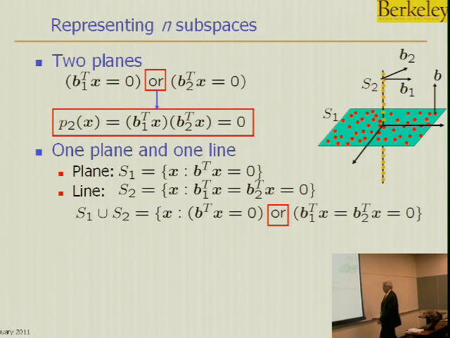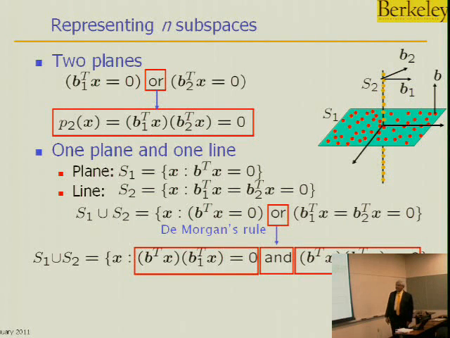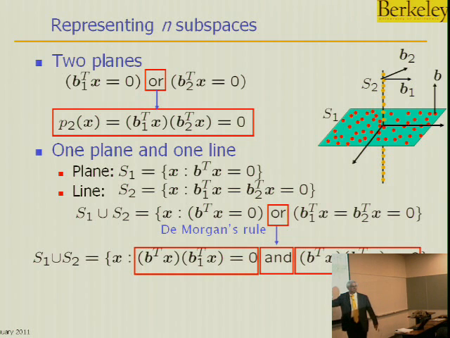You say B transpose X equals 0 or B1 transpose X equals 0 and B2 transpose X equals 0, and I've written the AND as B1 transpose X equals B2 transpose X equals 0. So how does this connective OR factor through this? For S1 union S2, the AND, because of B1 transpose and B2 transpose, is preserved, but the OR enables you to factor these through, and it says B transpose X times B1 transpose X equals 0, and B transpose X times B2 transpose X equals 0.